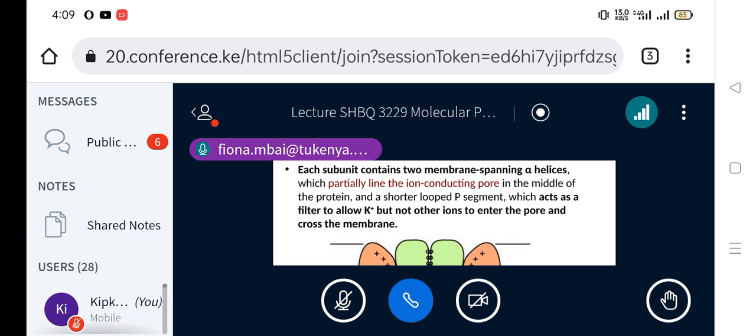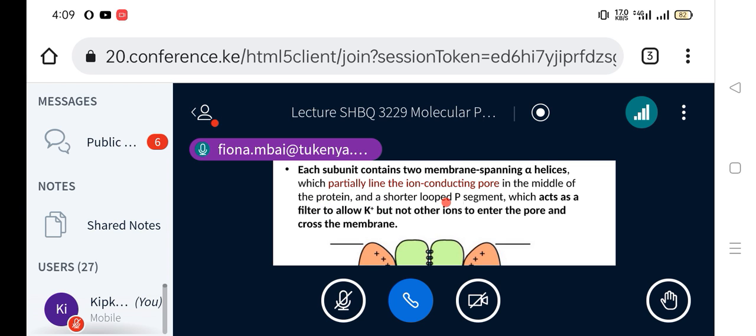So resting potassium channels show that the channel protein is built of 4 identical subunits. They look like so. This is just a rough sketch. And each subunit contains 2 membrane spanning alpha helices. So in total, there's 6, the 4 subunits, and then the membrane spanning alpha helices. And these partially line the ion conducting pore in the middle of the protein.